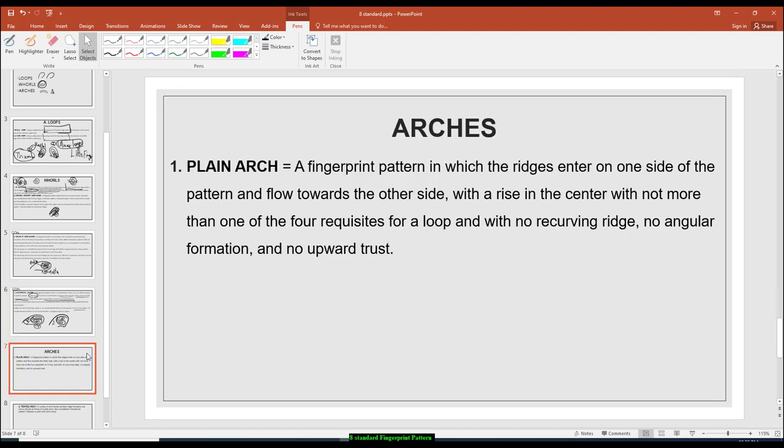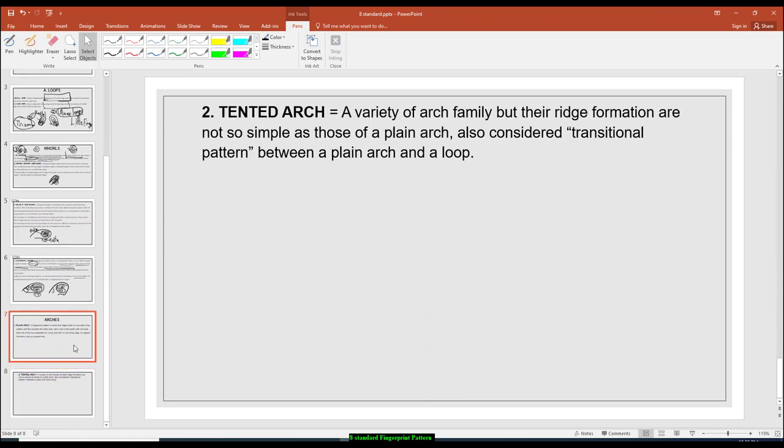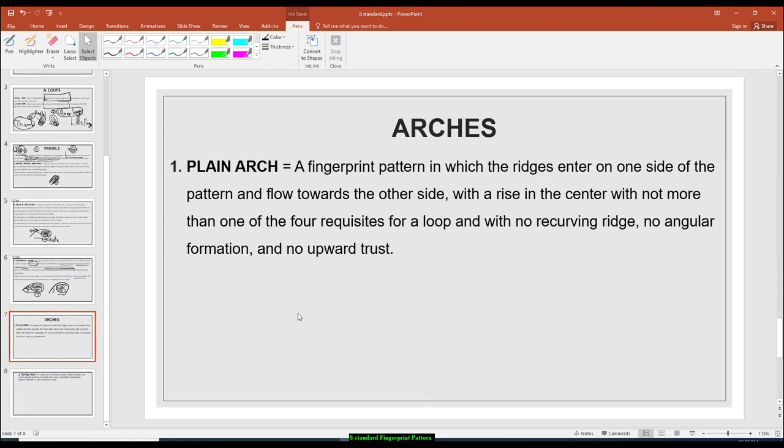Arches are classified also into two. We have the plain arch and we have the dented arch. Let us tackle the plain arch. Plain arch, a fingerprint pattern in which the ridges enter on one side of the pattern and flow towards the other side.